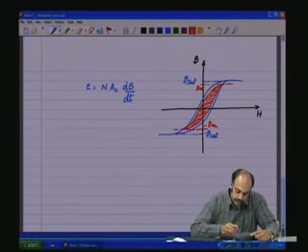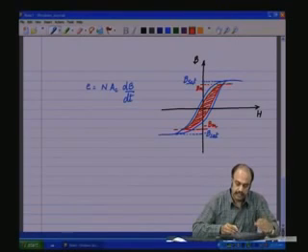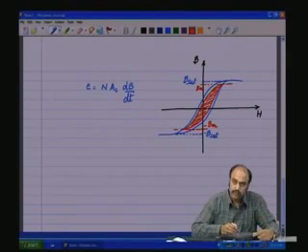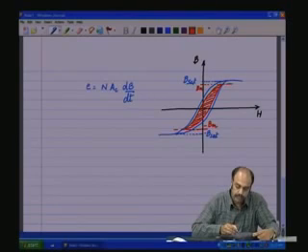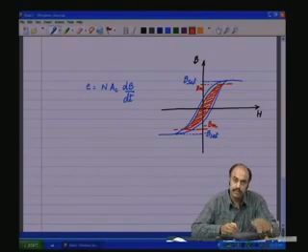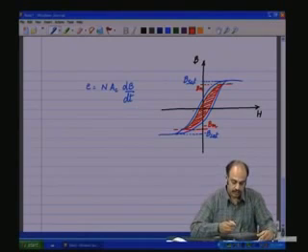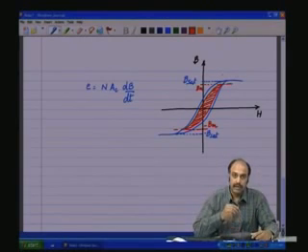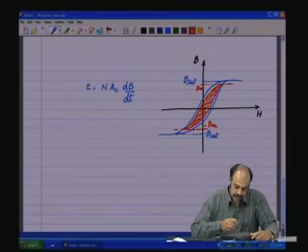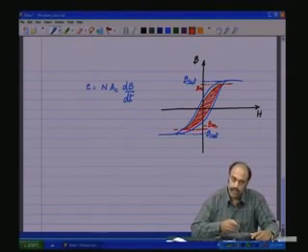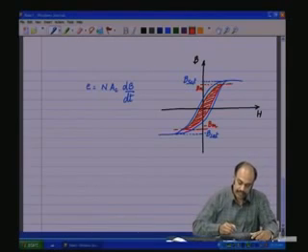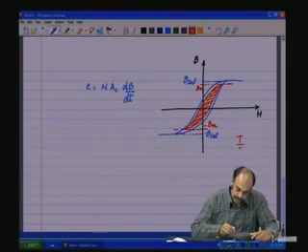Now, going from minus Bm to plus Bm takes half a cycle, and again from plus Bm to minus Bm takes another half a cycle. So, one full cycle means minus Bm to plus Bm to minus Bm. Let us take any one of the half cycles, which is the flux density swinging from minus Bm to plus Bm or plus Bm to minus Bm in a time span of T by 2.